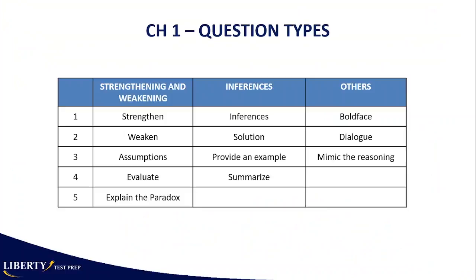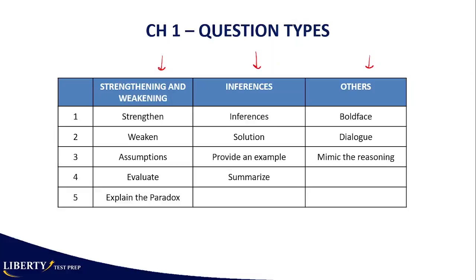Now, talking about the question types. We get several question types for critical reasoning. In this chart, you see the most common of them, okay? Now, we have categorized these types of questions in 3 columns. The first one has to do with strengthening and weakening. Number 2 has to do with inferences. Number 3, other types, okay?